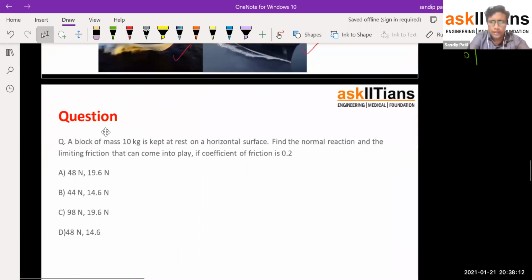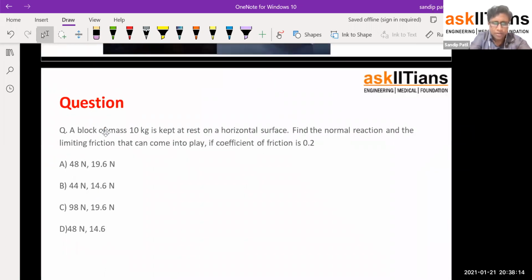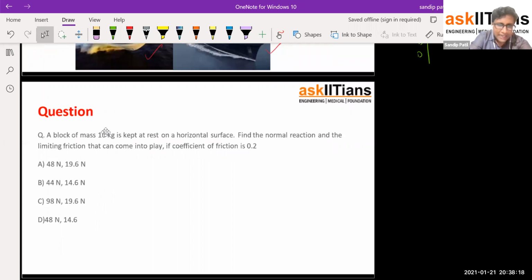A block of mass 10 kg is kept at rest on a horizontal surface. Find the normal reaction and limiting friction that can come into play if the coefficient of friction is 0.2. Now we already solved a more difficult question than this, so I think you'll be able to solve this question very easily. 10 kg, what they are asking, normal and limiting friction. Limiting means what? Maximum static friction. So I think you can easily solve this one.